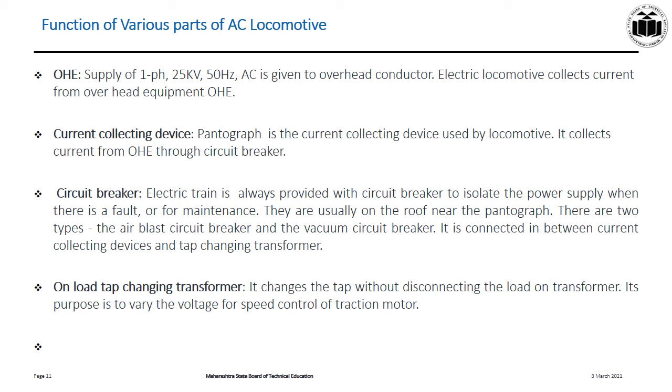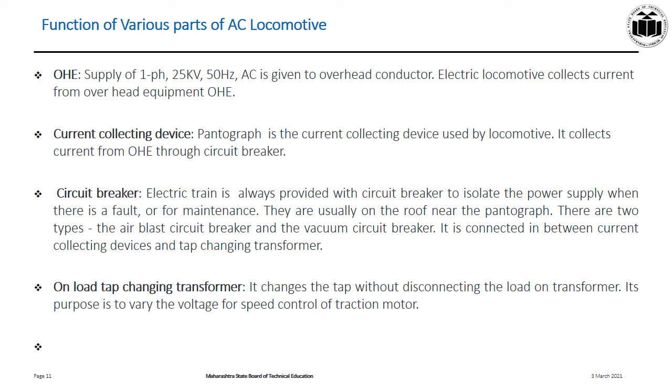Function of various parts of AC locomotive. The first main component of AC locomotive is overhead equipment. Single phase 25 kV 50 Hz AC supply is given to the overhead conductor. The electric locomotive collects current from the overhead equipment. The second one is the current collecting device. Pantograph is the current collecting device used by the locomotive. It collects the current from overhead equipment through the circuit breaker.